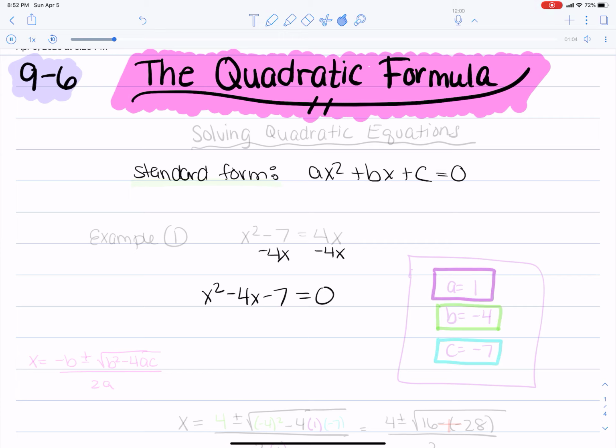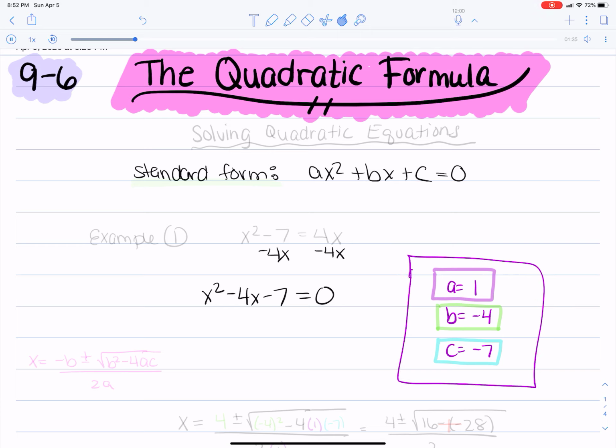Now, remember, this is where we have a, b, and c. My a is always in front of the x squared term, my b is always in front of the x, and my c is just the constant. So if you need to, on the side, you can write what a is equal to, what b is equal to, and what c is equal to. If you look at my quadratic, a is equal to 1, b is equal to -4, and c is equal to -7.